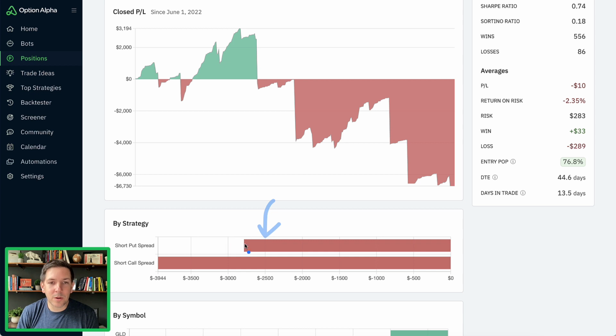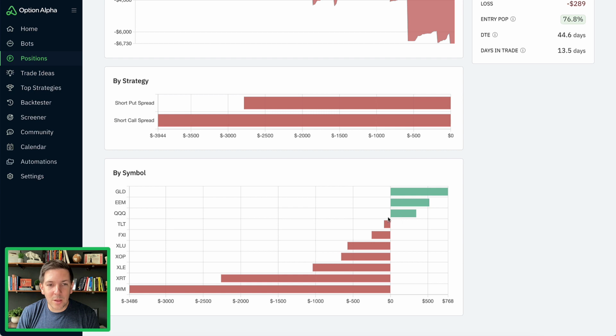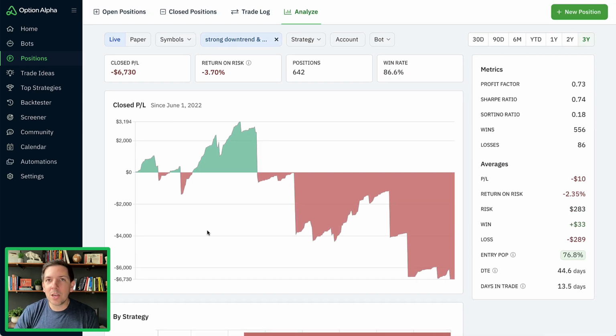So the short put spreads, net loss, the short call spreads, net loss. You only had a couple tickers that helped out, but you had a lot that really didn't work. In particular, IWM just didn't seem to work in those strong and aggressive environments. Too much whipsawing back and forth. Very interesting to see that.